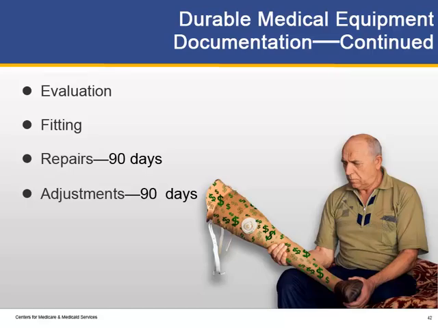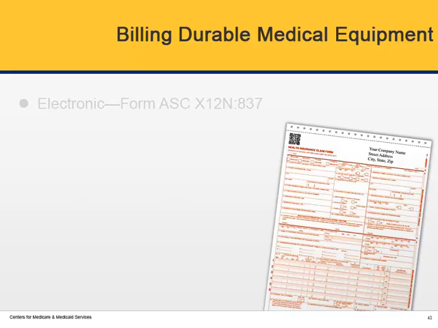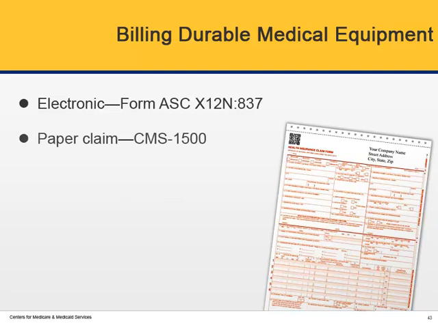Before the medical professional left, he asked JK to sign a document proving the prosthetic was delivered, gave him his number, encouraged him to call with any questions or concerns, encouraged him to attend outpatient PT, wished him well, and left. The DME medical professional can bill his furnished services either electronically on Form ASC X12N 837 professional form, or by paper claim on the CMS 1500 form.